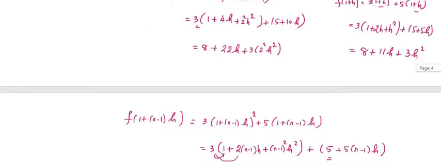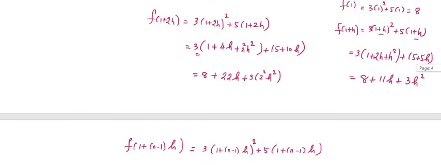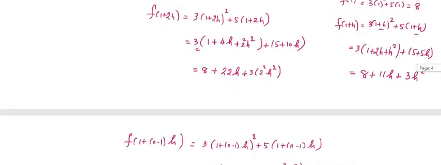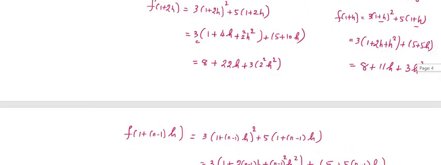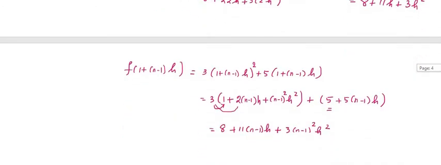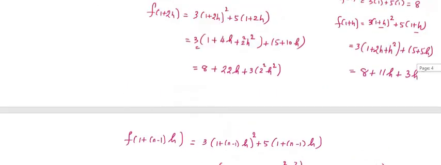Constant terms are the same in all. The h term, what is that? Multiples of 11, and the h square term. The first one has no h square term. In the second term we have 3h square. Next is 3 into 2 square h square. Next, see what I got here: 3 into n minus 1 square h square. That's what we have. Now I can substitute in our problem.